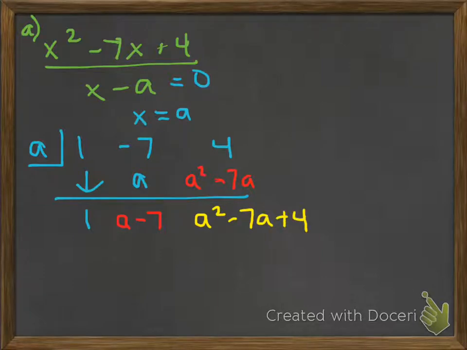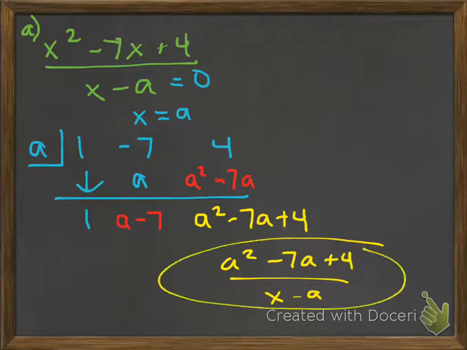So that's all they want you to do, and they want you to highlight what the remainder is. So our answer would be this: A squared minus 7A plus 4 over x minus A. That would be our remainder. I don't need this other piece because they just wanted you to highlight what the remainder was. So that's letter A. We're going to skip letter B and C, save those for tomorrow. I'm going to show you letter D.